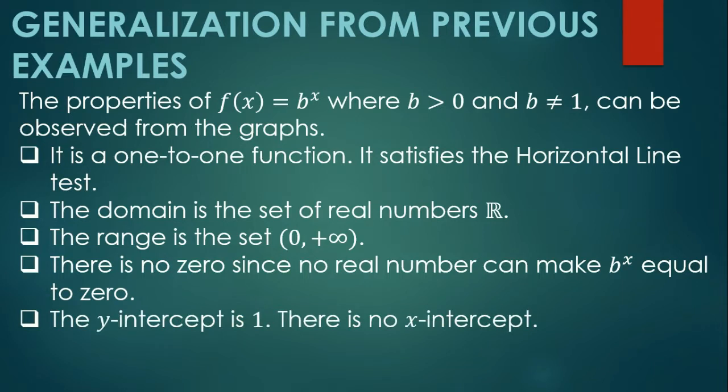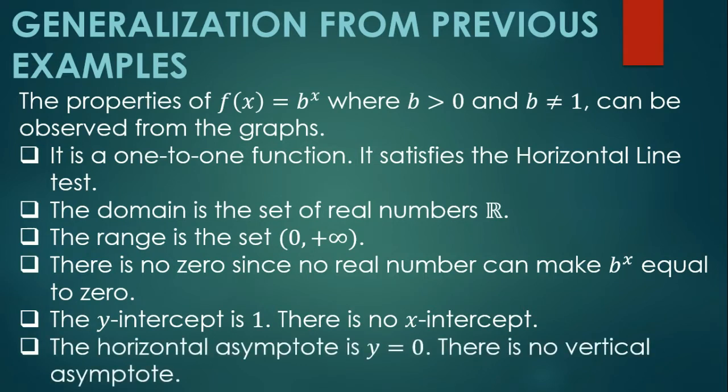Then the y-intercept is 1. So nakita natin na ang point of intersection ni graph at ni y-axis ay 1. Wala siyang x-intercept kasi kapag walang 0, automatic na walang intercept. And then the horizontal asymptote is y is equal to 0. There is no vertical asymptote.